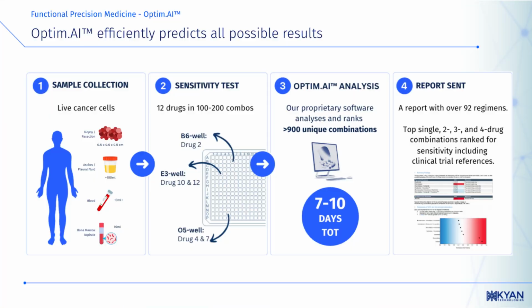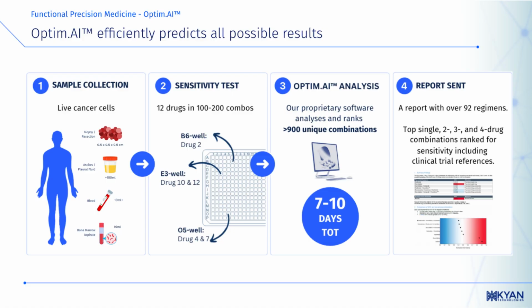The workflow of Optim.AI can be captured in a 4-step process. So basically, we first start off with sample collection, where we isolate live cancer cells from different tumor types, such as biopsy resections, ascites or pleural fluids, and blood or bone marrow aspirates.